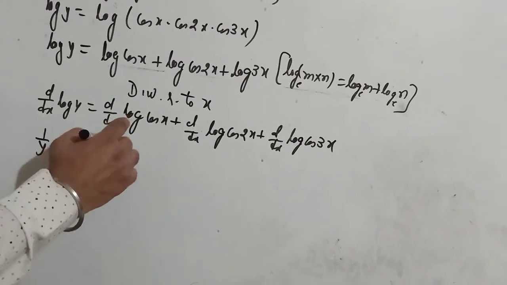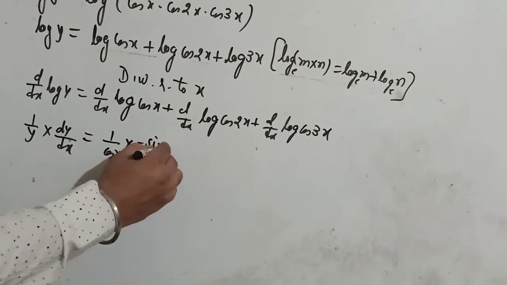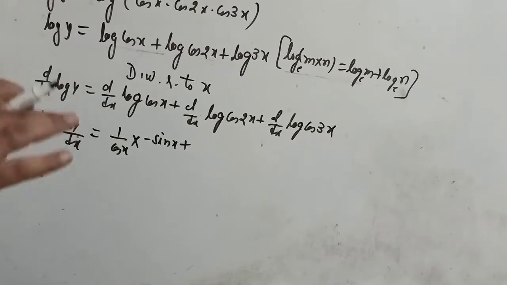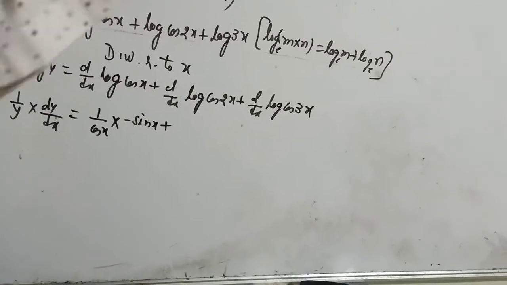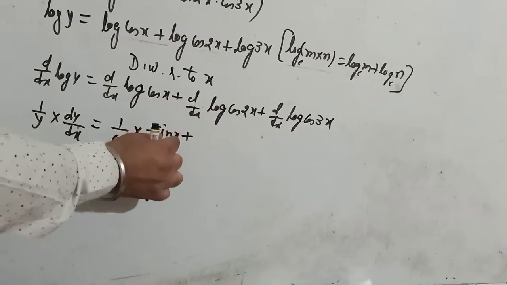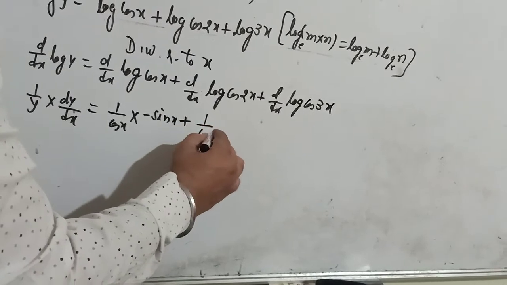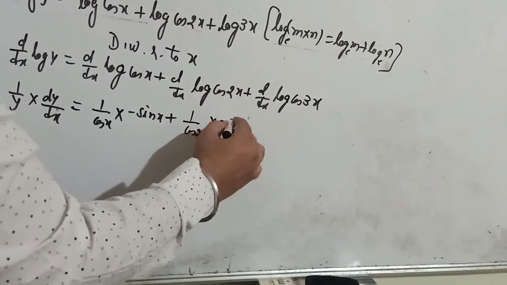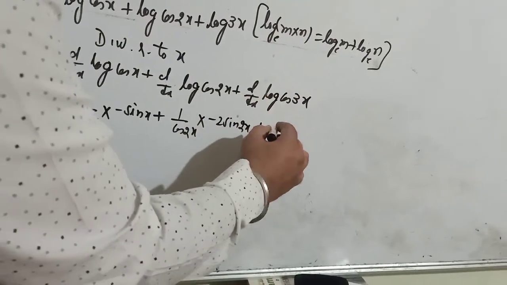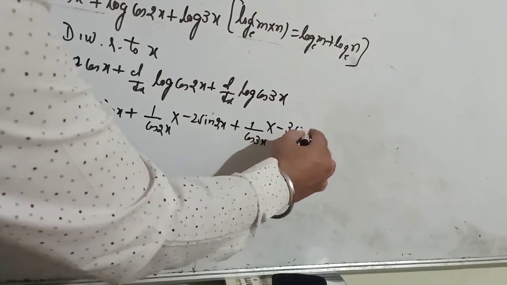In the same way here, because of log, 1 upon cos x, then the differentiation of cos x is minus sin x. Directly I am writing, because there are two functions. We can say this is the chain rule, the simplest form of chain rule. I am not using u, v, w. Because of log, 1 upon whatever is given, and because of cos x, minus sin x. And here the second term, log cos 2x: because of log, 1 upon cos 2x, and because of cos 2x, minus 2 sin 2x. Already I have explained. Because of log, it is 1 upon cos 3x, and because of cos 3x, minus 3 sin 3x.